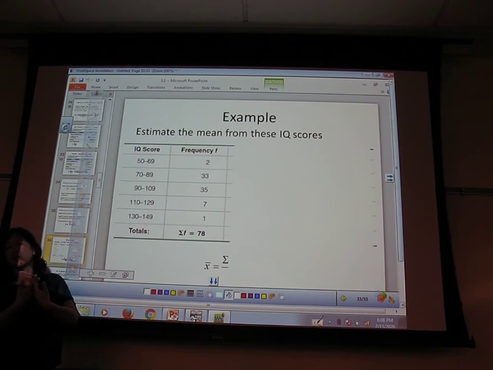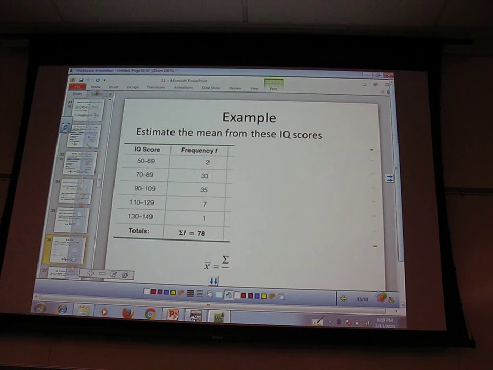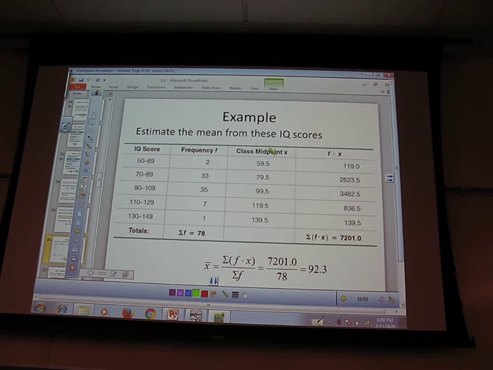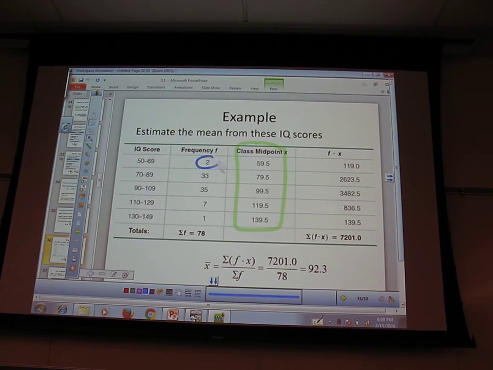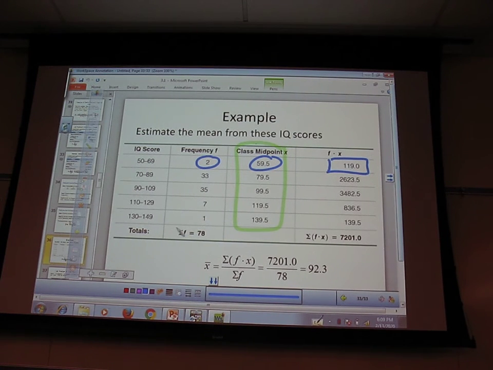It minimizes the badness that it could be, the inaccuracies. So we're going to use the midpoint. Here, everything else is exactly the same. You just find the midpoints, and then you do the same thing you've been doing. The frequency times the midpoint, add them up, and again, divide by the total frequencies.